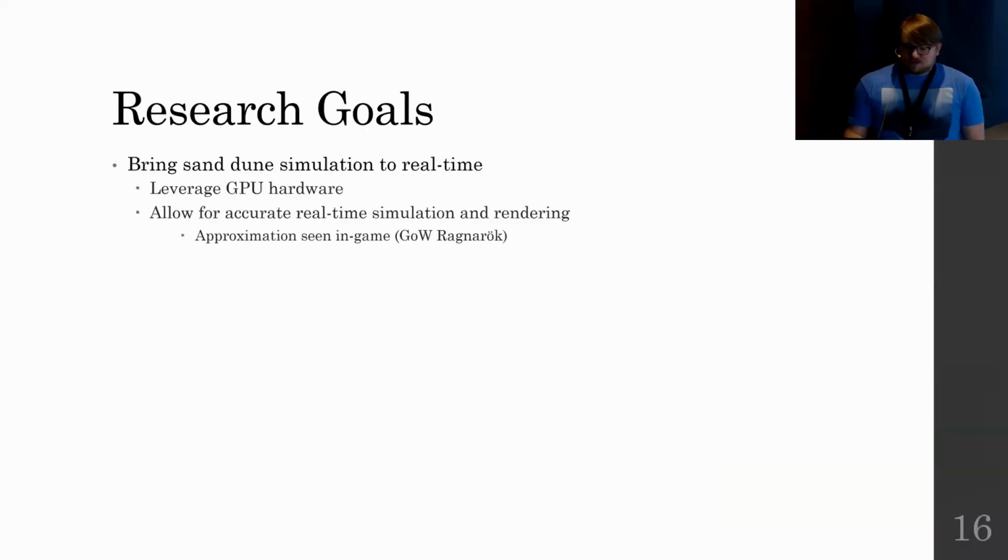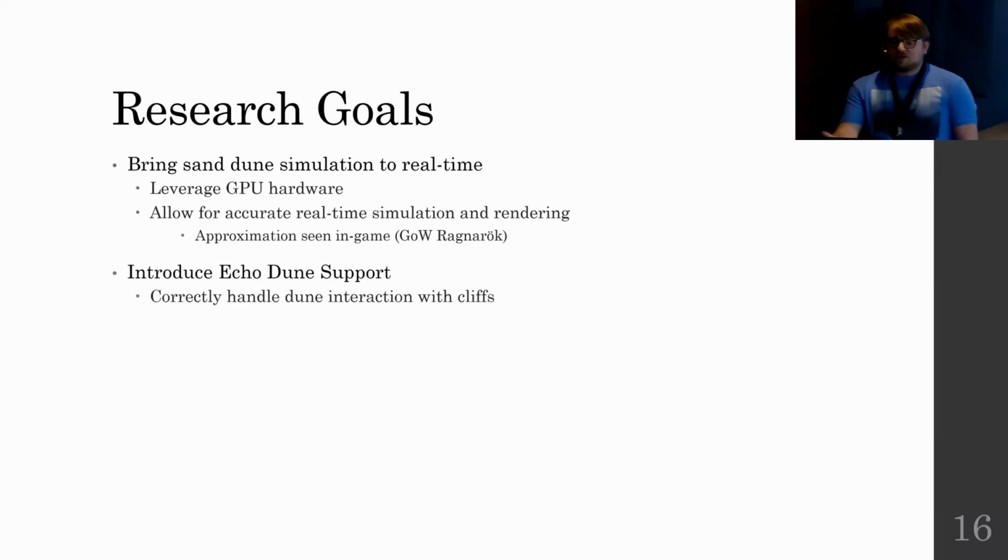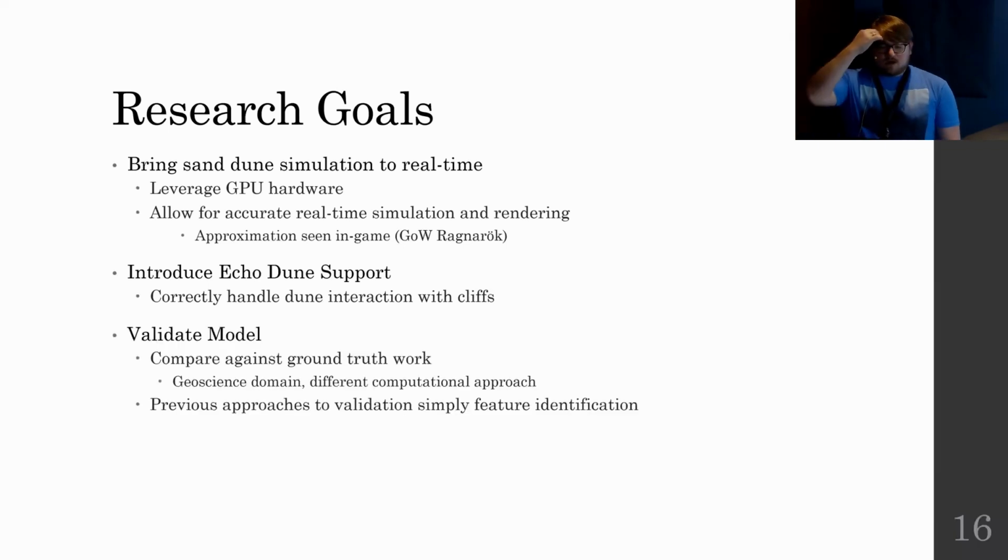So in general, our research goals were the following. Bring sand dune simulation to real time, so we can actually use this in something like a video game. Maybe God of War Ragnarok could have used this method. We want to introduce echo dune support, and so we want to correctly model dune interaction with cliffs. And then we want to validate the model against a ground truth. I'll talk about the model we selected for ground truth a little bit, but it comes from the geoscience domain, actually, not the computer science domain.